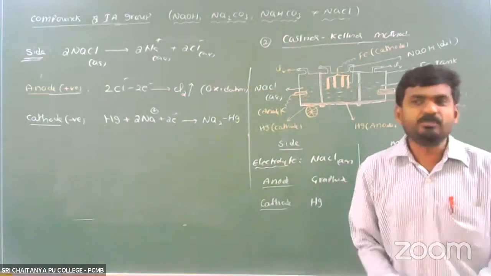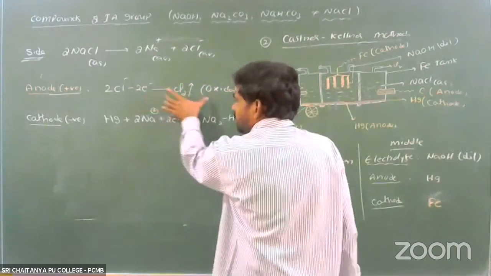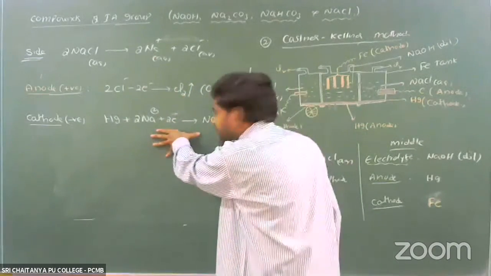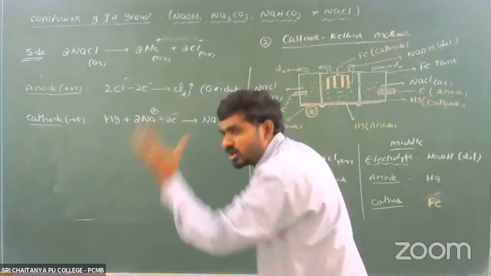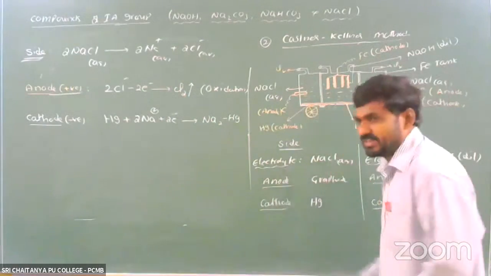Na2Hg, sodium amalgam, is formed. At the anode, the chlorine gas is liberated. It is the anode reaction. That is the cathode reaction, where sodium amalgam is formed inside the compartments.